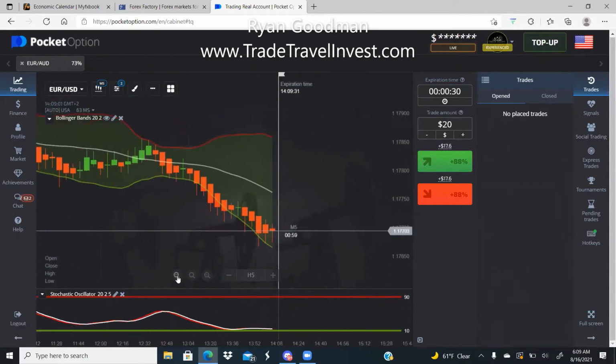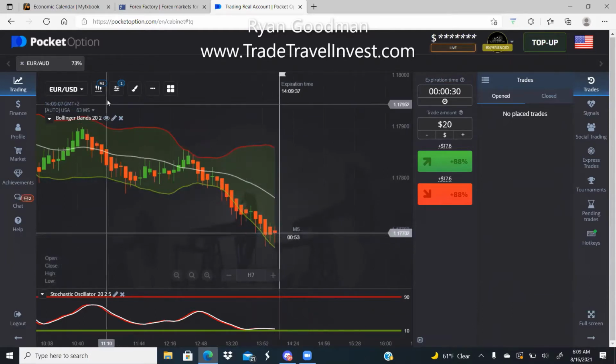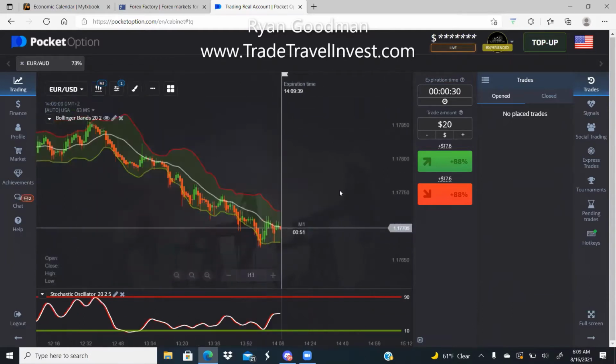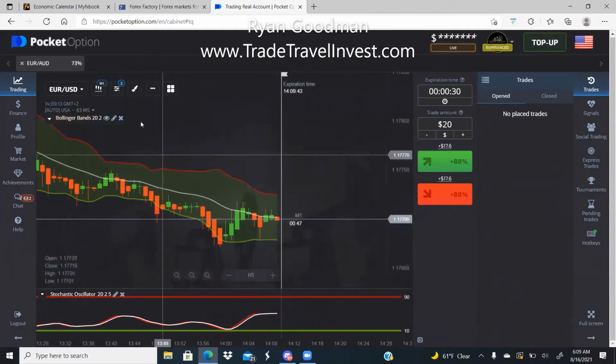5 minute chart on Euro US dollar. Really nice downtrend overall. We are getting a doji candle right now, so possible resistance. 1 minute chart, same thing. We're basically just consolidating at that middle Bollinger Band once again.